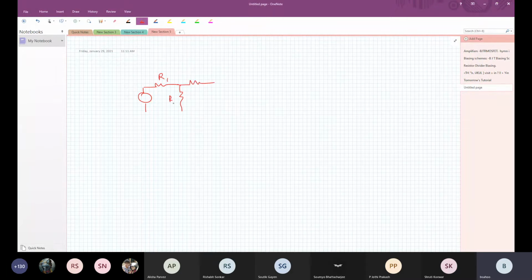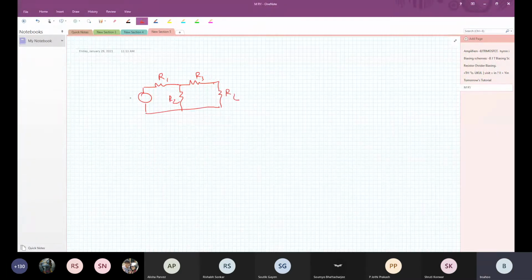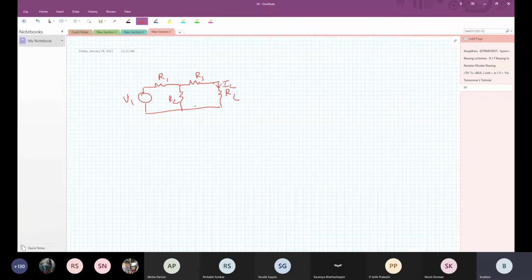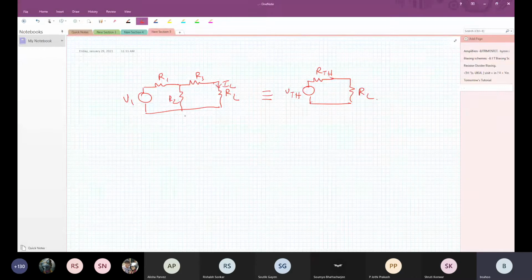R1, R2, R3, and I want to find the current through RL. V1. I want to find how much is IL. I can write KVL loop equations and do it, but I can do it using Thevenin. So I can model this. This is equivalent to VTH followed by RTH, which is a Thevenin model, and then I can put an RL. Now, what is the definition of VTH?